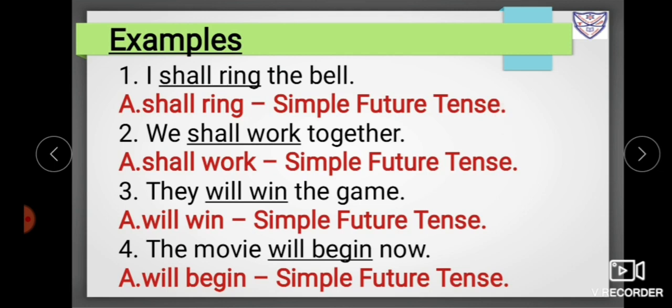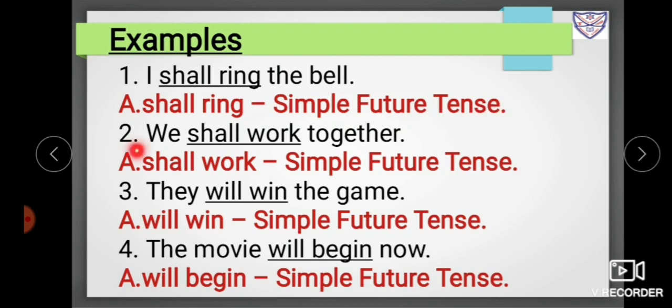And one more thing, for simple future tense with will and shall, the verb will always be in the root form, or we can say the main form of the verb or the first form of the verb. Again I will repeat, in simple future tense with will and shall, the verb will always be in its first form or in its main form. That is, ring is the first form of the verb. So over here we can say shall ring is in simple future tense.